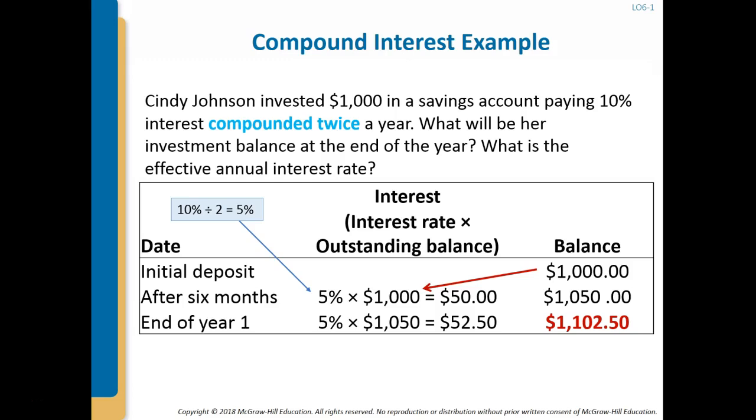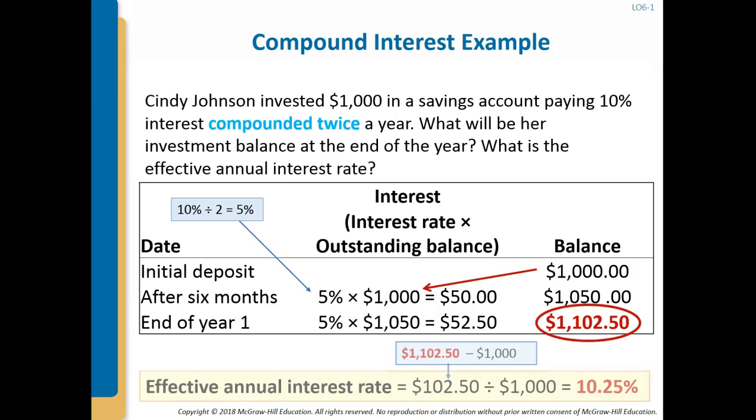Well, the $1,000 would grow by $102.50, the interest earned, to $1,102.50, which is going to be $2.50 more than if interest were compounded only once a year. The effective annual interest rate, often referred to as the annual yield, is 10.25%, which is the $102.50 divided by $1,000 gives us the effective annual yield.